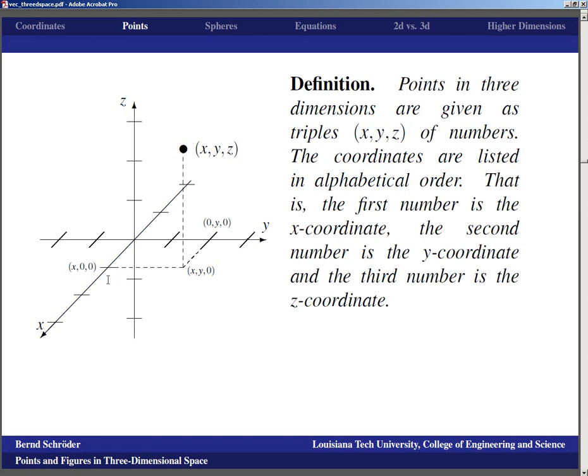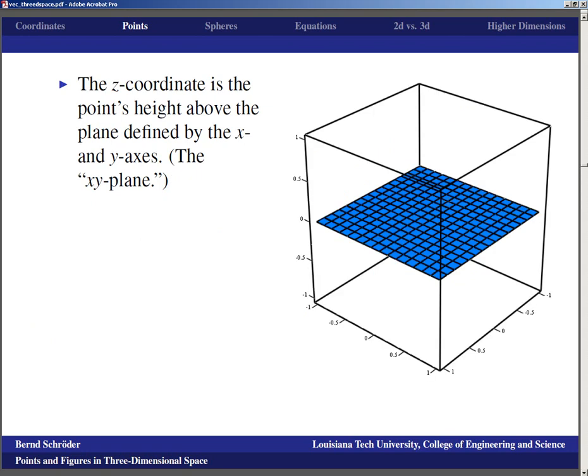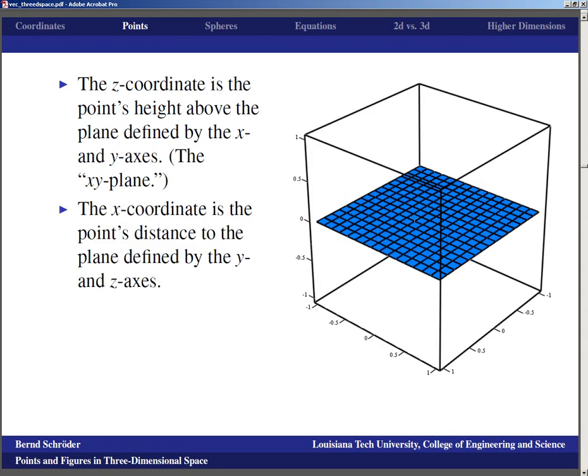In order to visualize it, you really want to use the x and y-coordinates to figure out where the point below this point x, y, z is, the point below it in 3 dimensions that is just sitting in the xy plane, because that gives you the perspective that shows you exactly where this point ultimately is in space. Okay, so the z-coordinate is the point's height above the plane defined by the x and y-axis, which is called the xy plane, and that would be this plane here. So that would be the vertical height.